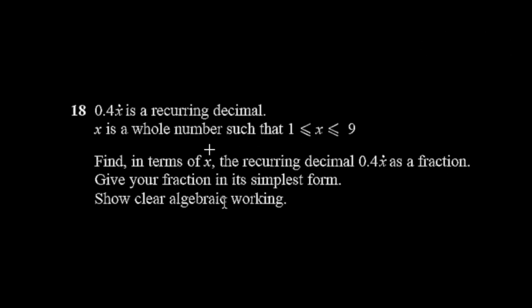Question 18 is a rather odd recurring decimal question. We've got a recurring digit here, but we don't know what it is, except that it can be 1, 2, 3, 4, 5, 6, 7, 8, 9, but it can't be 0. And we've been asked to find, in terms of x, the recurring decimal as a fraction.